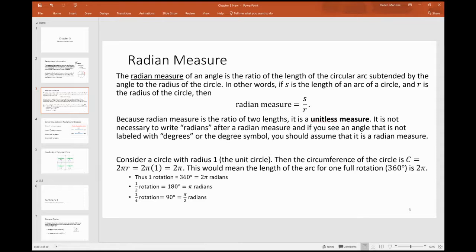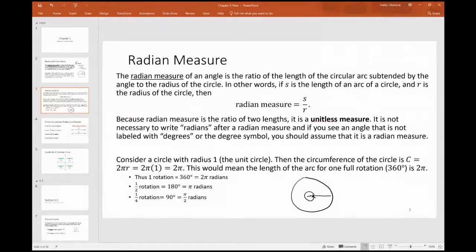All right, so consider a circle with a radius 1. We call this the unit circle. Then the circumference of this circle, by the formula for the circumference, is 2 pi r, or 2 pi times 1. Thus, the measure of the angle that is one whole circle, if we start here and go all the way around and end where we begin, is going to be 360 degrees or 2 pi radians.